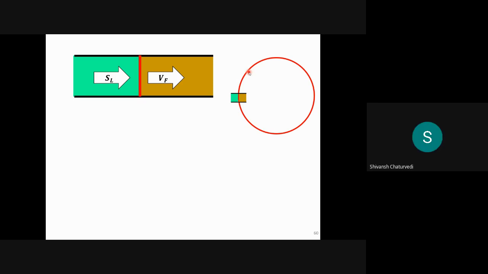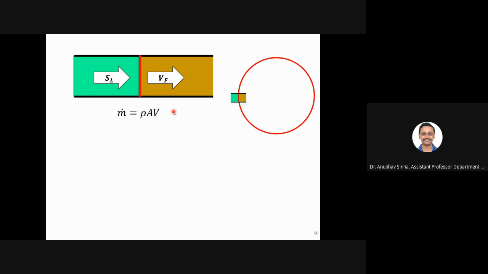The instantaneous surface area into VF will give the increase in volume flow rate. So that will give dr by dt. So what I am saying is dr by dt is VF. Everyone agrees to that? Okay, let us look at all the equations.